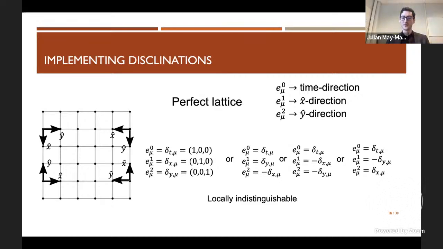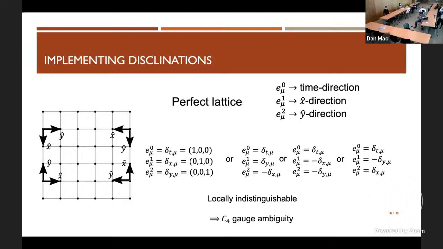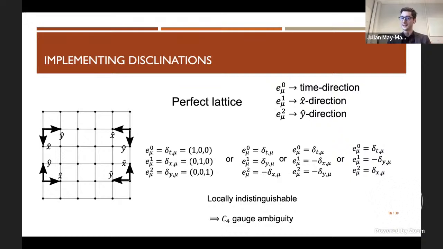In a more physical language, the way of saying this is that there's actually a C4 gauge ambiguity in defining our frame field. We can define them locally as being in either one of these configurations, provided we have an appropriate function to map them from one point onto another, some sort of appropriate connection, which I'll be going into in a second.